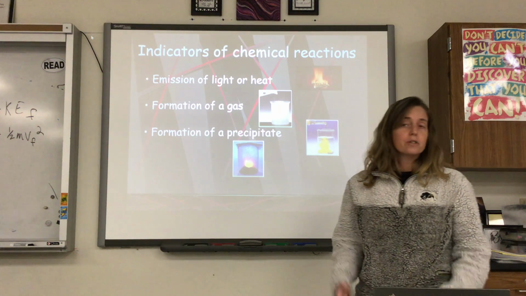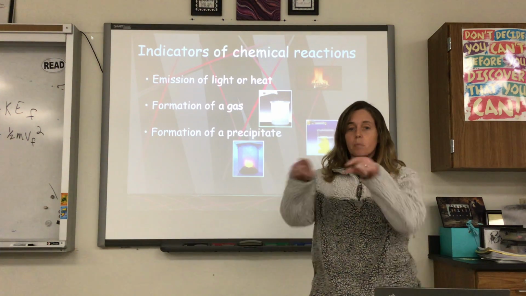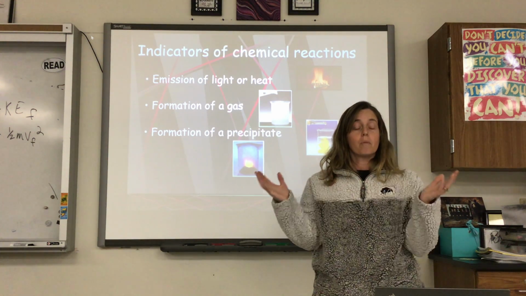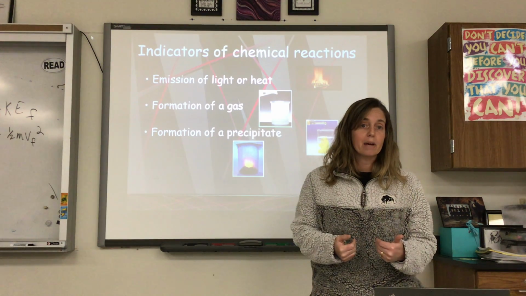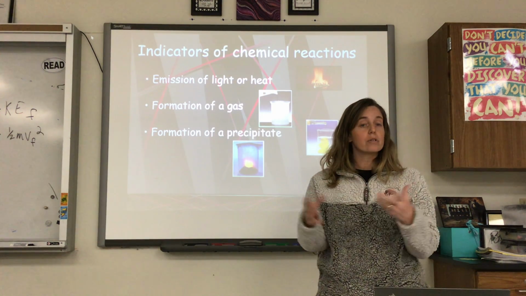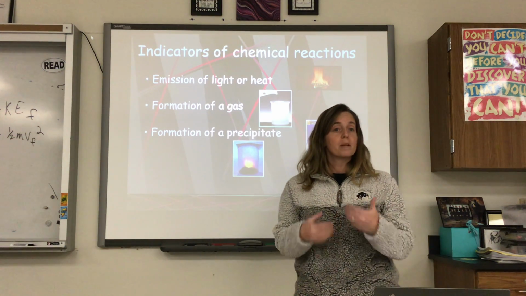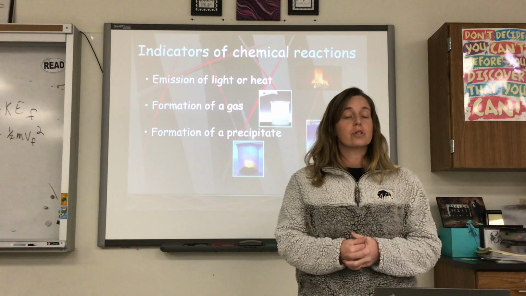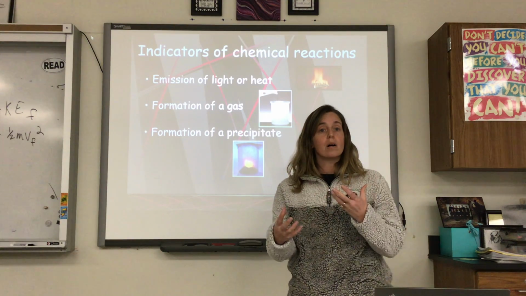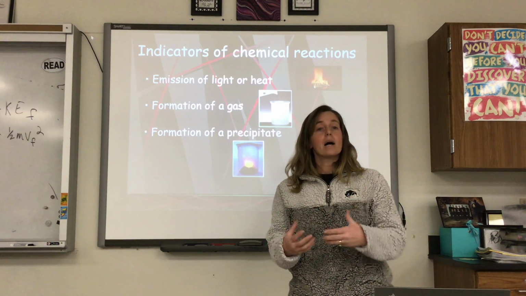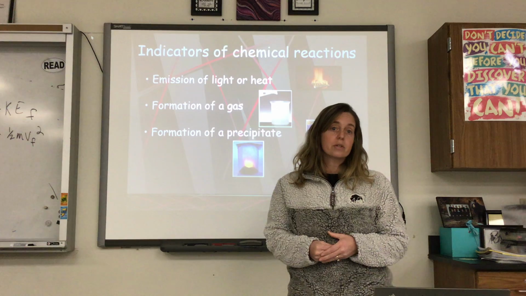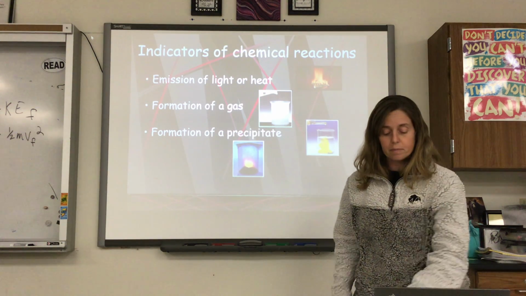Formation of a precipitate. So if I had two liquids and I just pour them into each other, and boom, I get a solid forming out of that. You'll see a solid or a color change of some kind of thick substance. That's called a precipitate, which basically means it's a solid coming out of solution. So that's a form of chemical change, but it's a solid coming from two liquids. That's why they call it a precipitate.